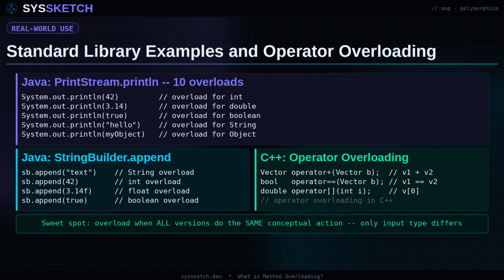In C++, operator overloading extends the same idea to operators. You can define what plus, minus, and equals mean for your own types. The sweet spot for overloading is when the operations are semantically identical, genuinely the same action, and the only difference is the input type or count. If the implementations diverge significantly, separate method names are clearer.